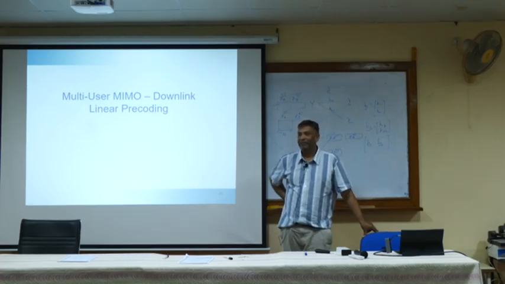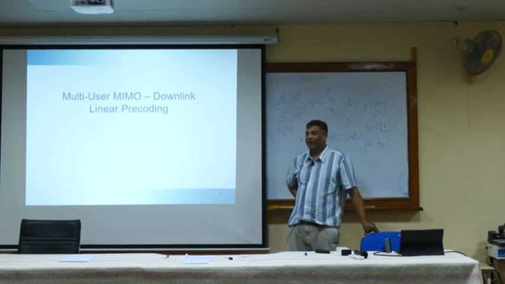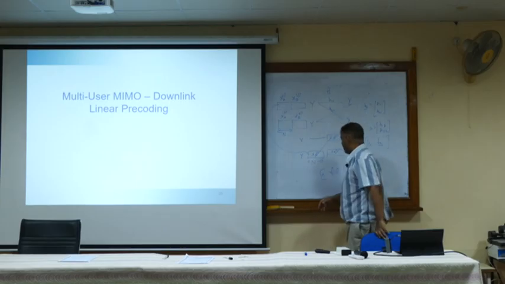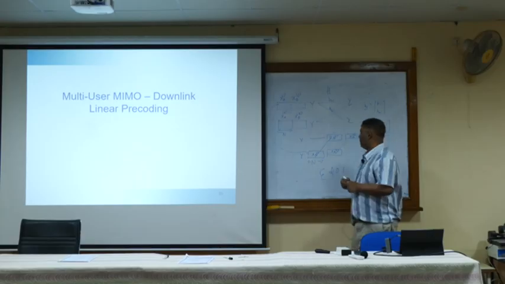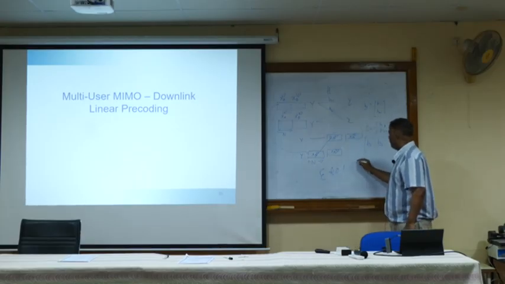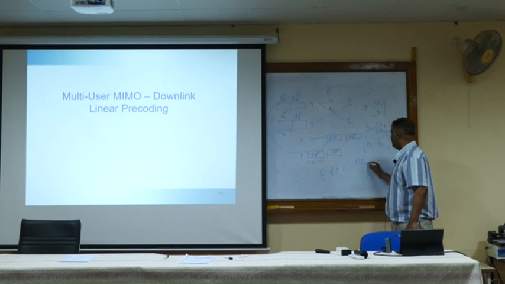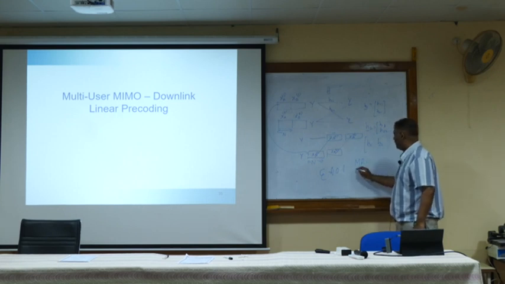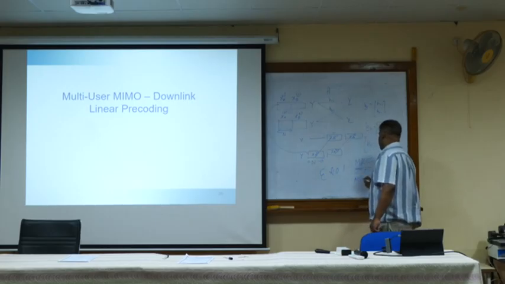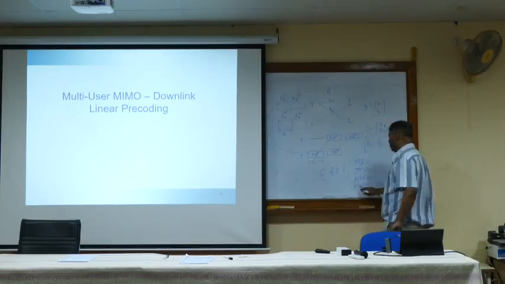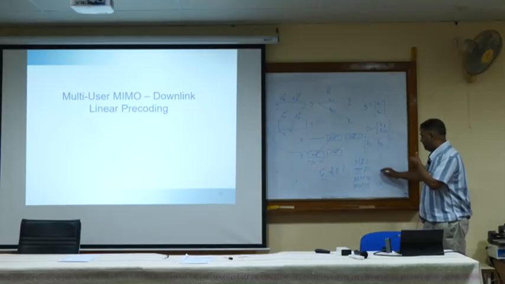Which one is more expensive? MMSE is more complex. Zero forcing is not much complex. So the order of complexity is MRC, maximum ratio combining, which is the least complex, then zero forcing second, and then MMSE. And then MMSE-SIC, this is a non-linear receiver. So the complexity increases like this.